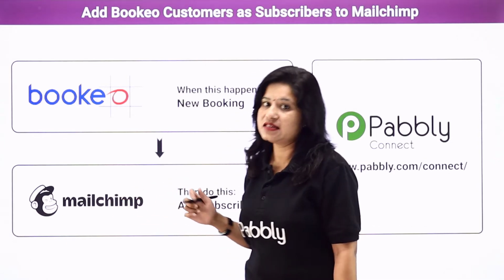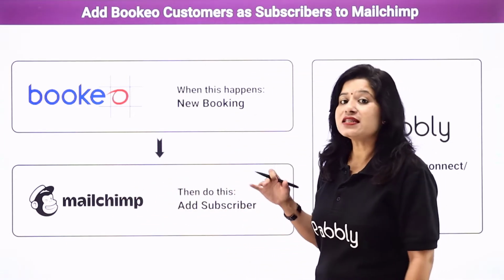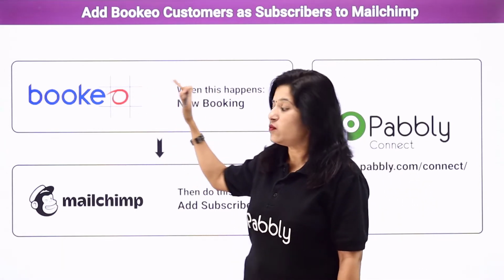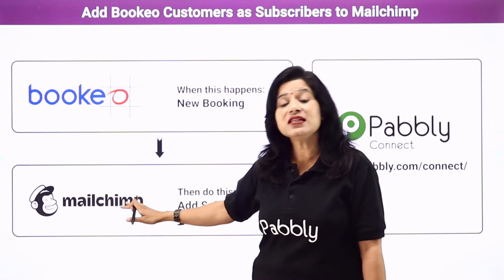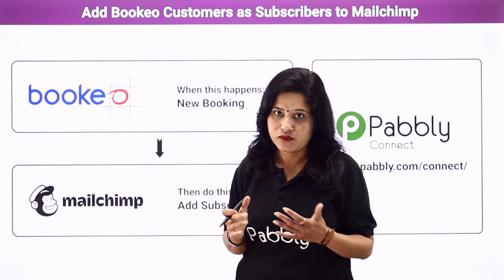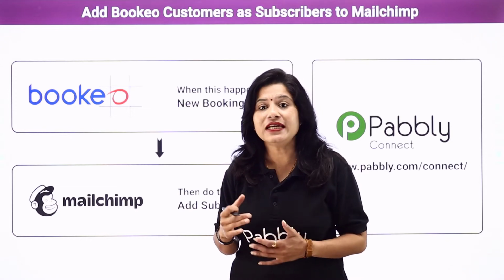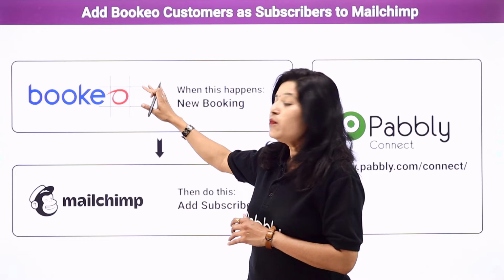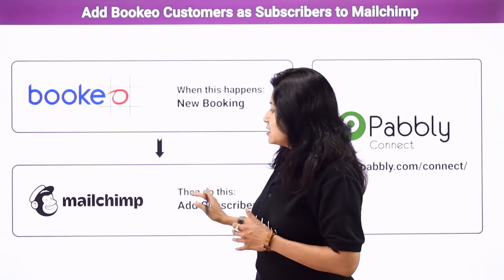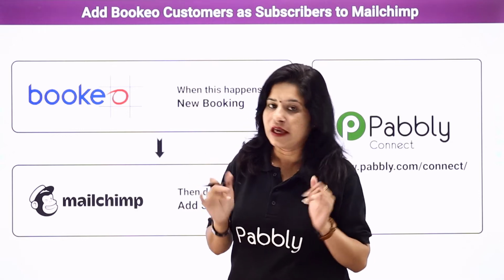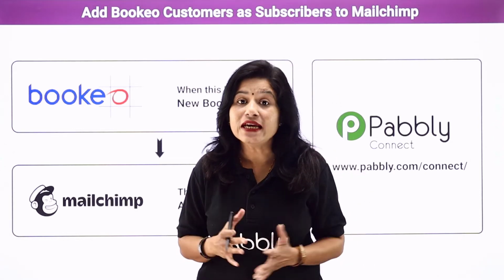So the idea here is that whenever a customer creates a new booking in your Bookeo account, automatically the customer should be added as a subscriber to your Mailchimp account, but he should be added on the day of the actual booking. For this, we need to create a connection between Bookeo and Mailchimp, so that whenever a booking is created, automatically the subscriber is added to your Mailchimp account, but on the date of actual booking. For that, we need to create a connection.